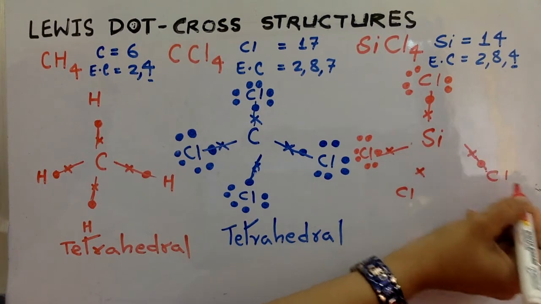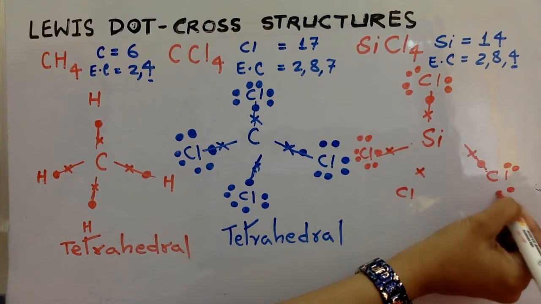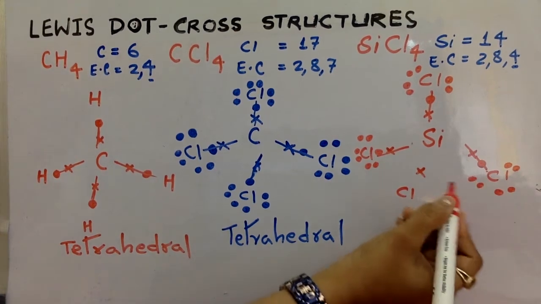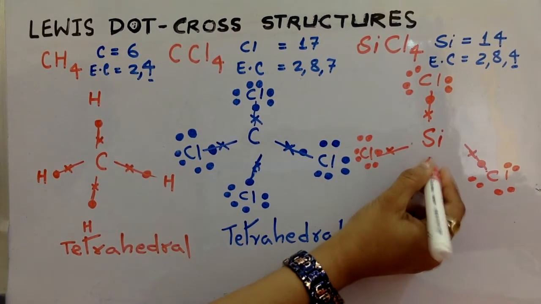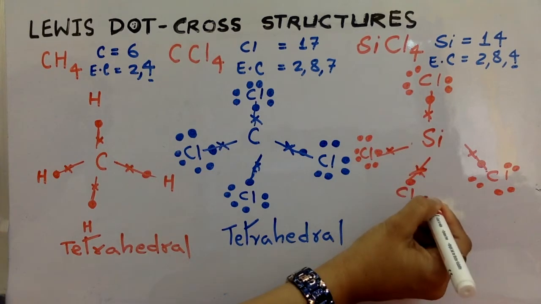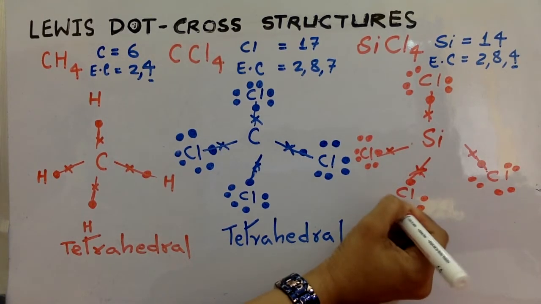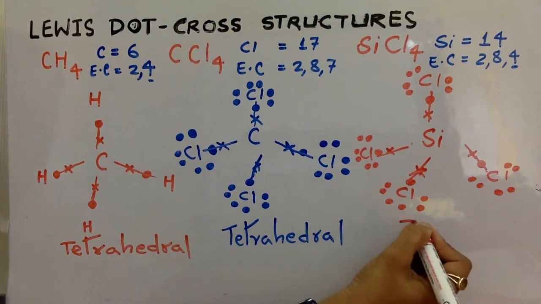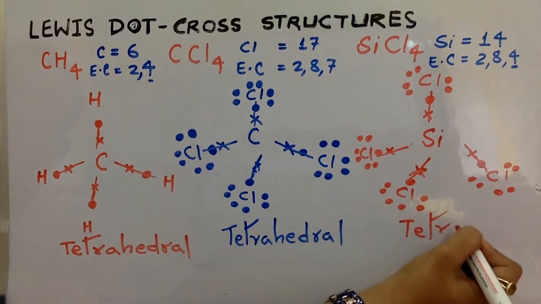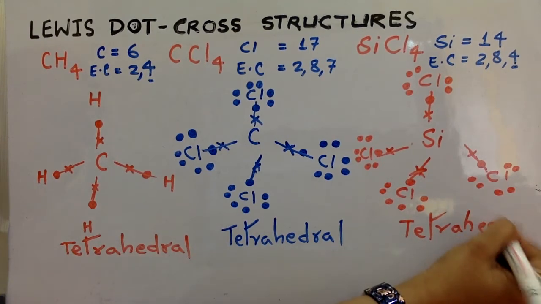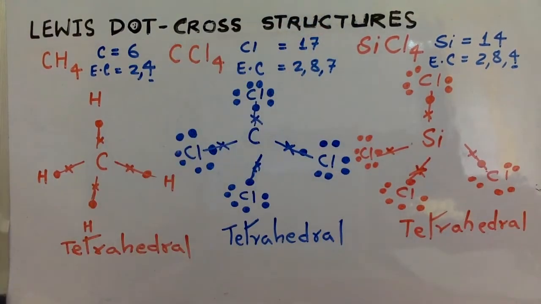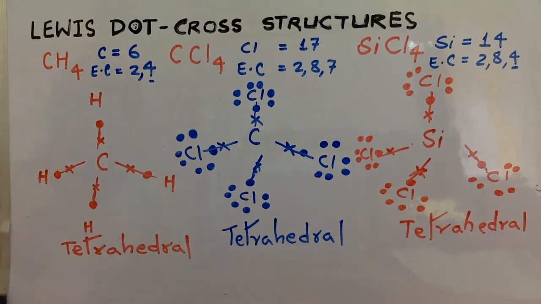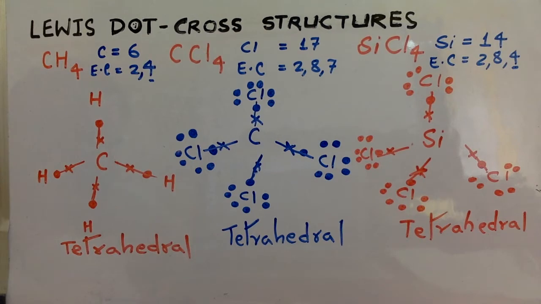1 electron used and 6 left in the form of 3 lone pairs. Same with this, chlorine contributes 1 for the bonding and there are 3 lone pairs unused. This is also a tetrahedral structure. So that is how we can understand the structure of methane, carbon tetrachloride and silicon tetrachloride. All are tetrahedral structures.